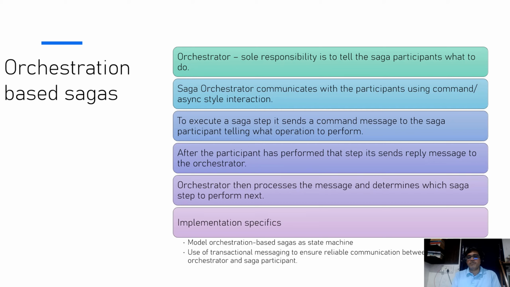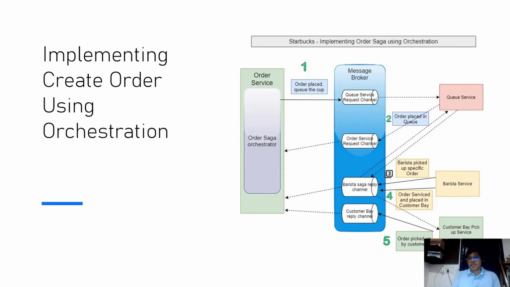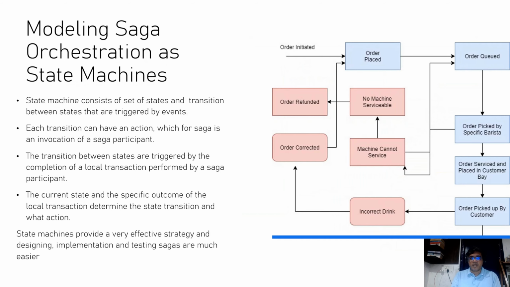Implementation-specific model: you ideally end up modeling orchestration-based Sagas as state machines and use transactional messaging to ensure reliable communication between the Saga orchestrator and participants. This is an example from Starbucks, which talks about creating an order using a transaction. Of course, I'll share the PowerPoint presentation. You can go into depth; it's fairly simple, not too complicated.